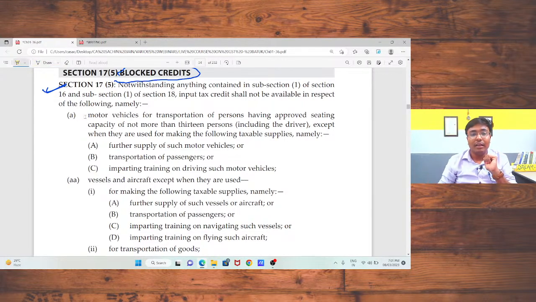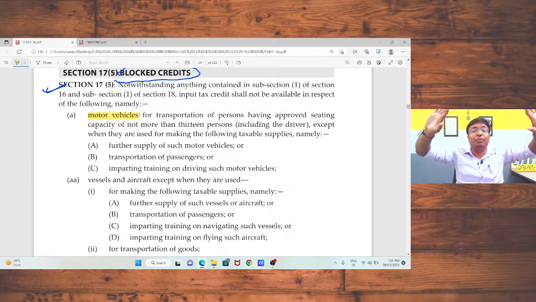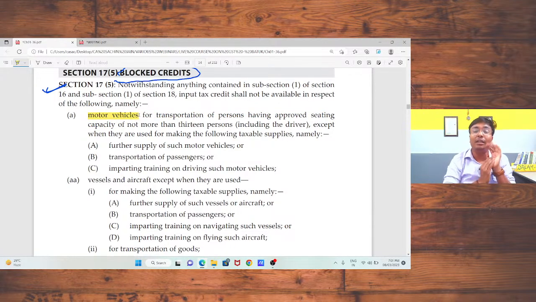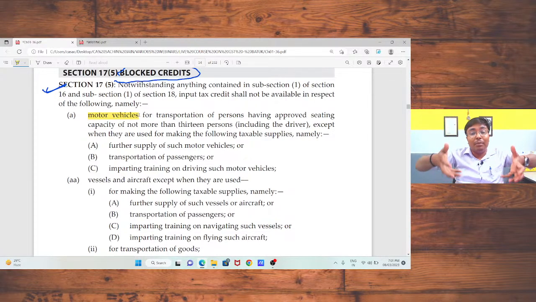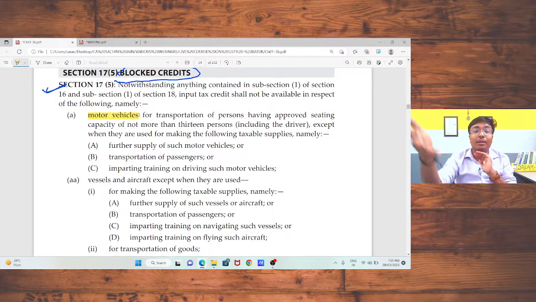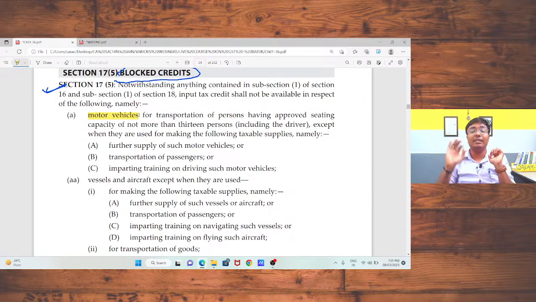If you are going to buy a motor vehicle, in that case input tax credit related to that motor vehicle will not be allowed to you. But if you are going to use that motor vehicle for further supply, that means you have an agency and you are buying certain motor vehicles and selling those motor vehicles to other persons, in that case input tax credit is allowed.